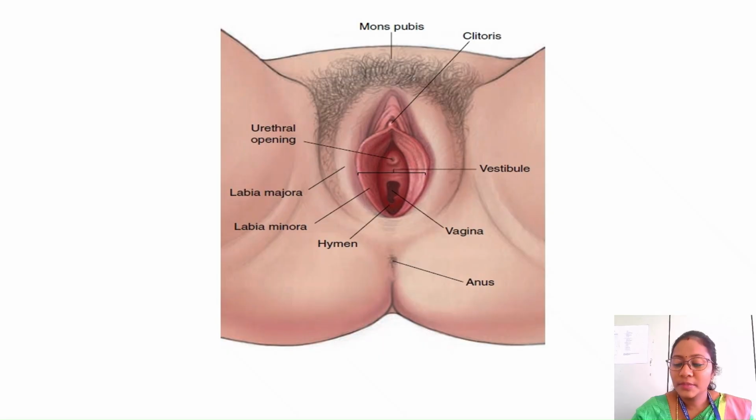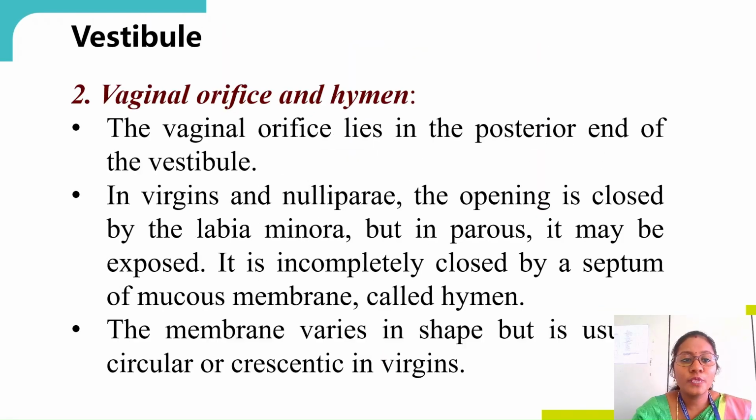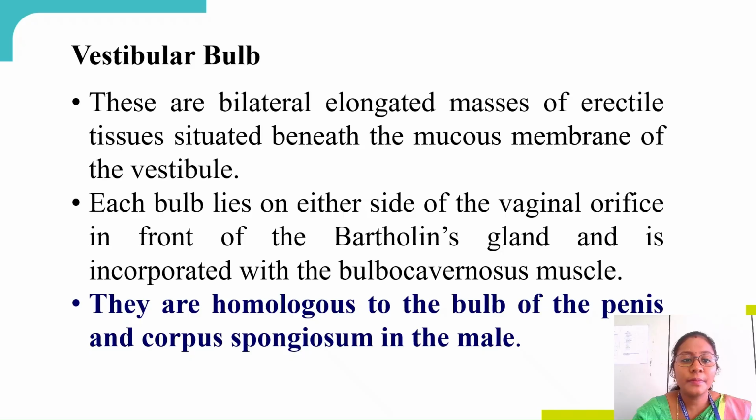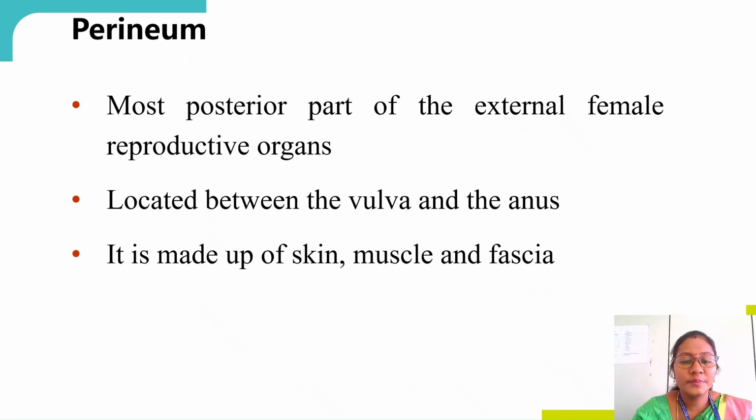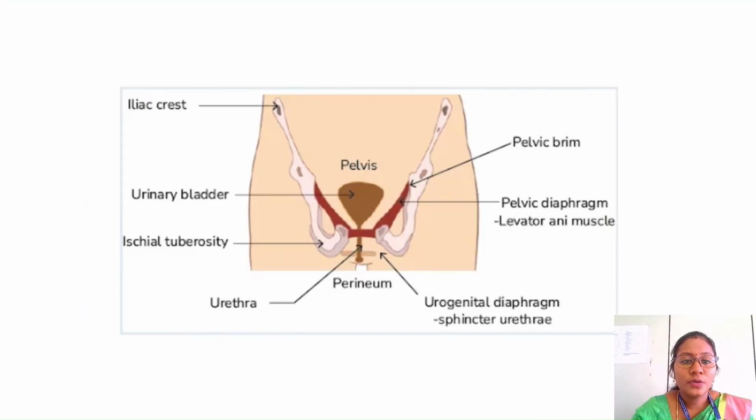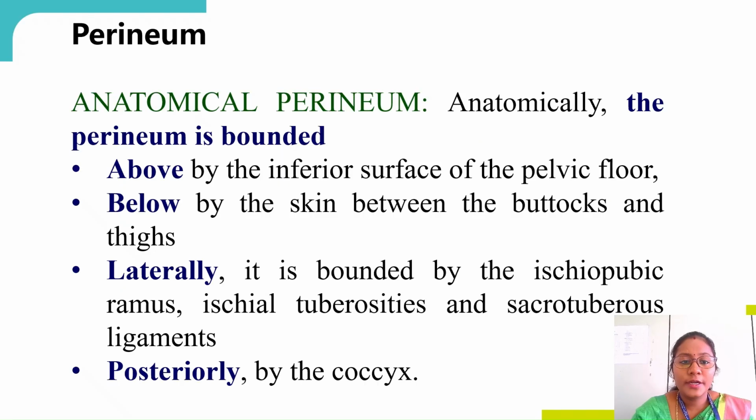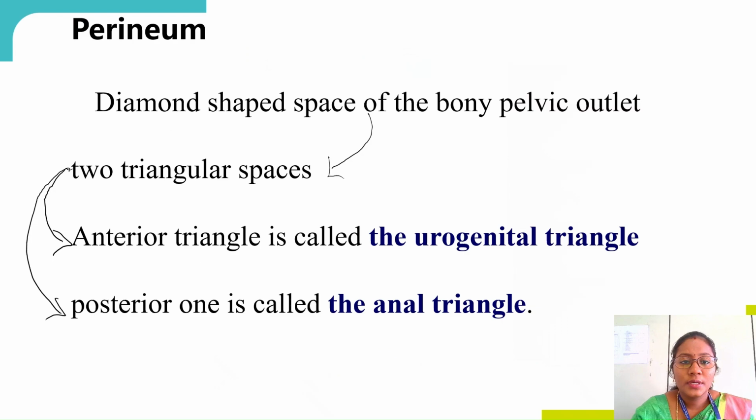So in the perineum there are two types: one is the anatomical perineum and the other is the obstetrical perineum. In the anatomical perineum we discussed the boundaries and the types of triangles, that is the anterior and posterior triangle. The anterior triangle is called the urogenital triangle and the posterior triangle is called the anal triangle.